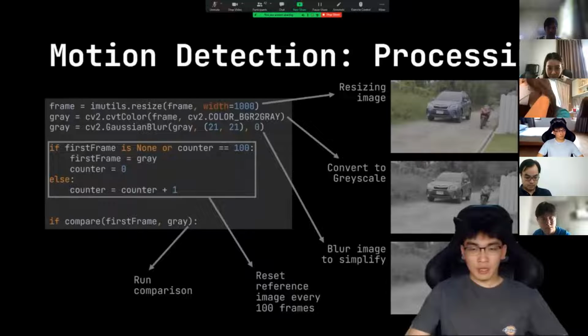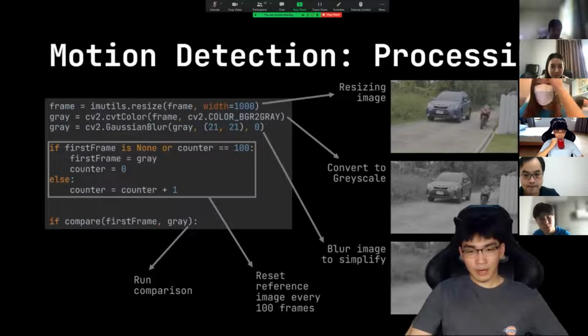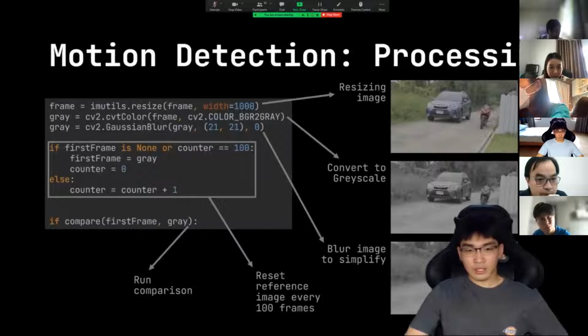So the first step is resizing the image, and then the image gets converted to grayscale, and then it gets blurred. The next block of code is to make sure that the motion detection is not too sensitive by resetting the reference image every 100 frames. Then if motion is detected, then it runs a comparison.